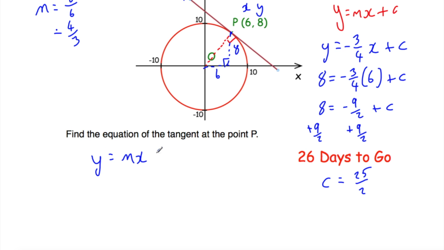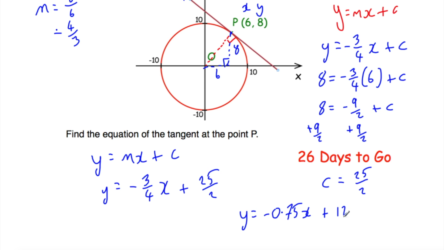Remember, it's y equals mx plus c. We know the gradient of the tangent is -3/4, so we'd have y is equal to -3/4 x plus 25 halves. Now you might have written it as decimals. You may have written y equals -0.75x plus 12.5. That would be fine also. And that's it, either one of those. And if you got that, well done.